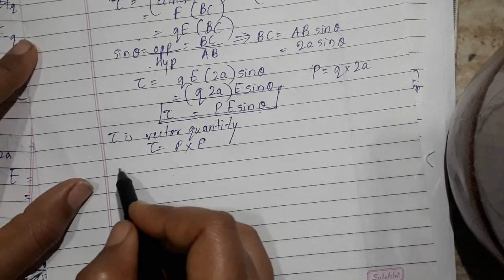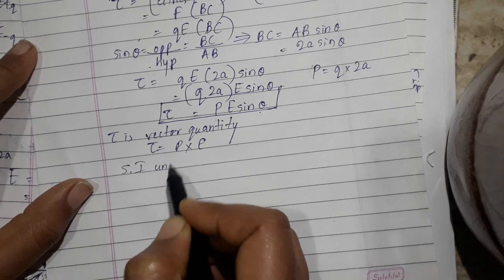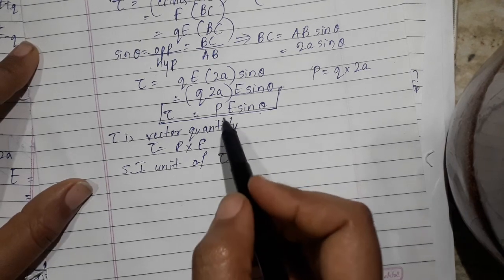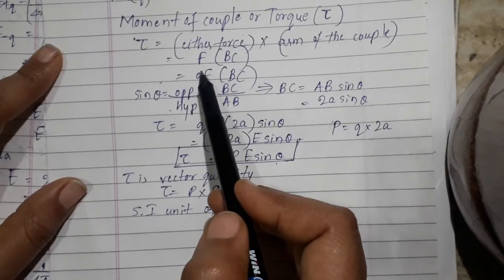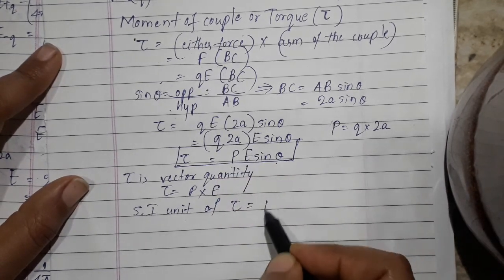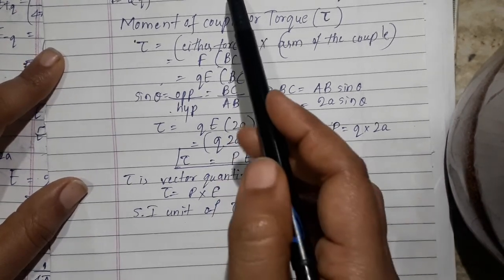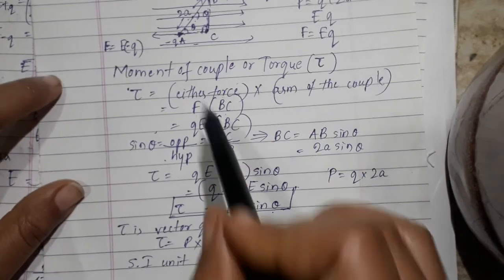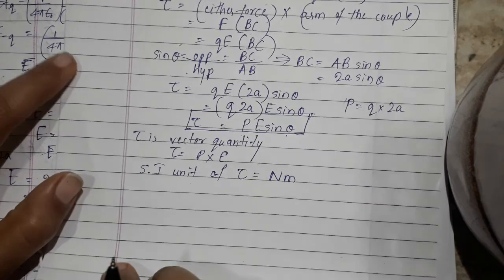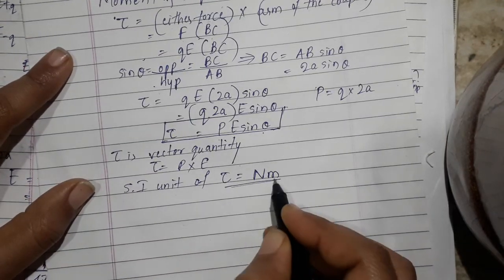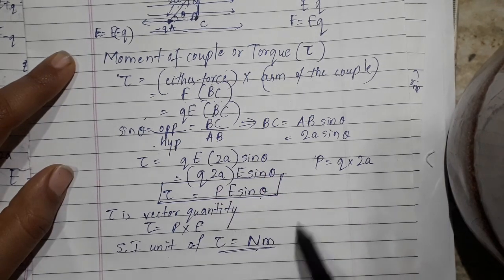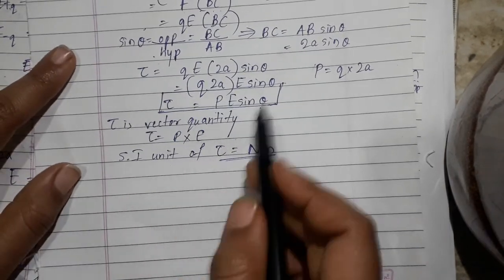The SI unit of tau is, as we have already seen, force into the arm of the couple, that is BC. Force is measured in Newton, and BC is a length, measured in meter, so the unit is Newton meter. The SI unit of torque is Newton meter. How it came I have explained here. This is about torque.